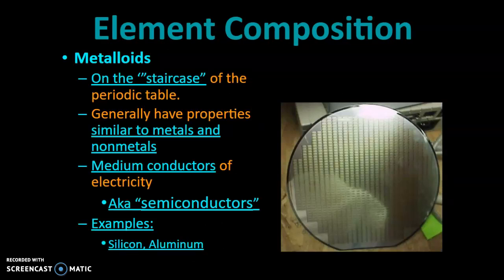Now, metalloids. Metalloids are neither metals nor nonmetals. They're kind of in between, and they're going to be on the staircase of the periodic table. What do I mean by staircase? You're about to find out. So metalloids generally are similar to both metals and nonmetals. They're in that medium center. They're medium conductors of electricity, so they're also known as semiconductors. We use a lot of metalloids in our technology, and we use a lot of silicon and aluminum, for example, in our daily lives.